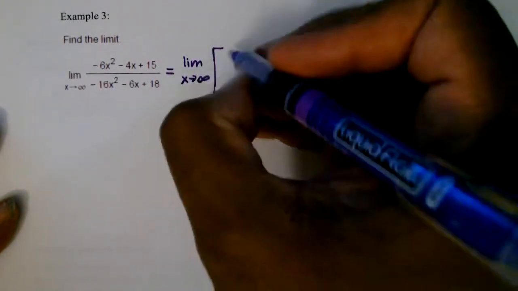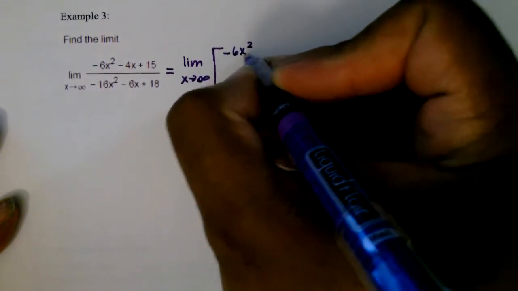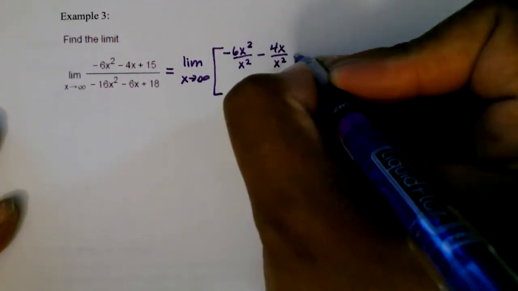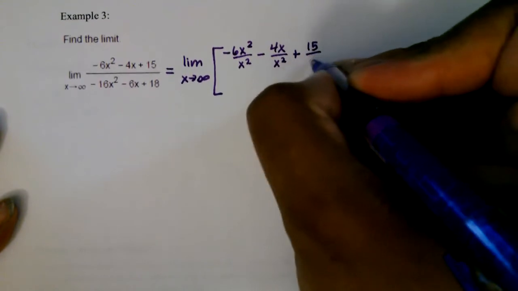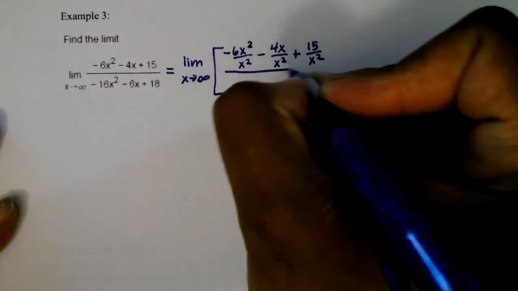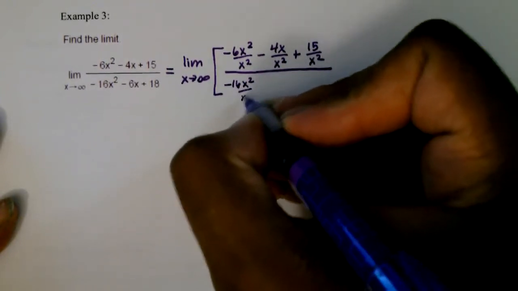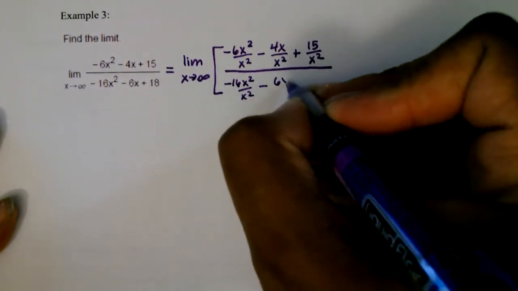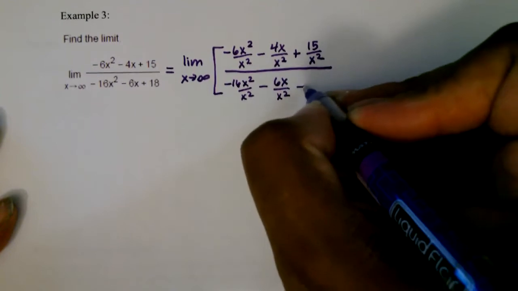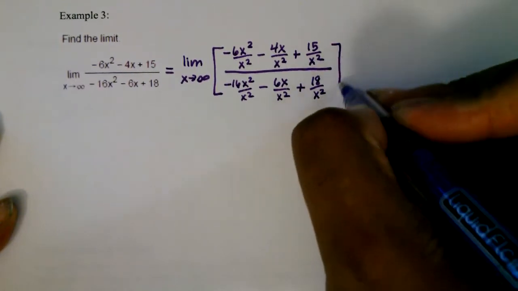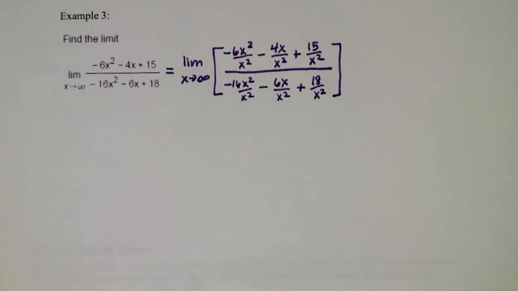let's see, I'm going to use brackets here. Negative 6x squared will be divided by x squared. Minus 4x will be divided by x squared. Plus 15 will be divided by x squared. The denominator, negative 16x squared, will be divided by x squared. Minus 6x will be divided by x squared. Plus 18 is also going to be divided by x squared. So every term in the numerator and the denominator is being divided by the largest power in the denominator.